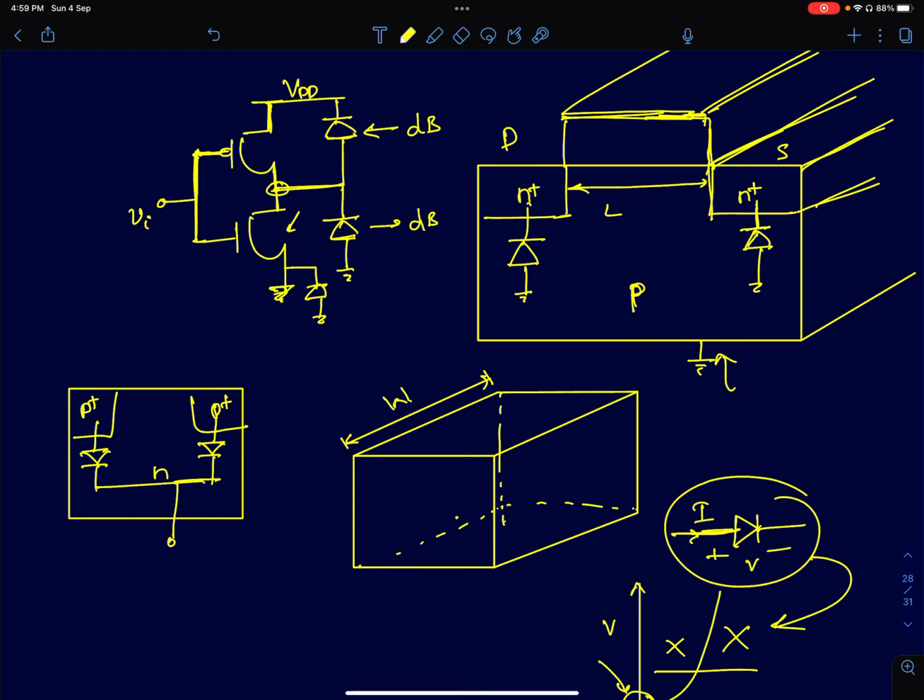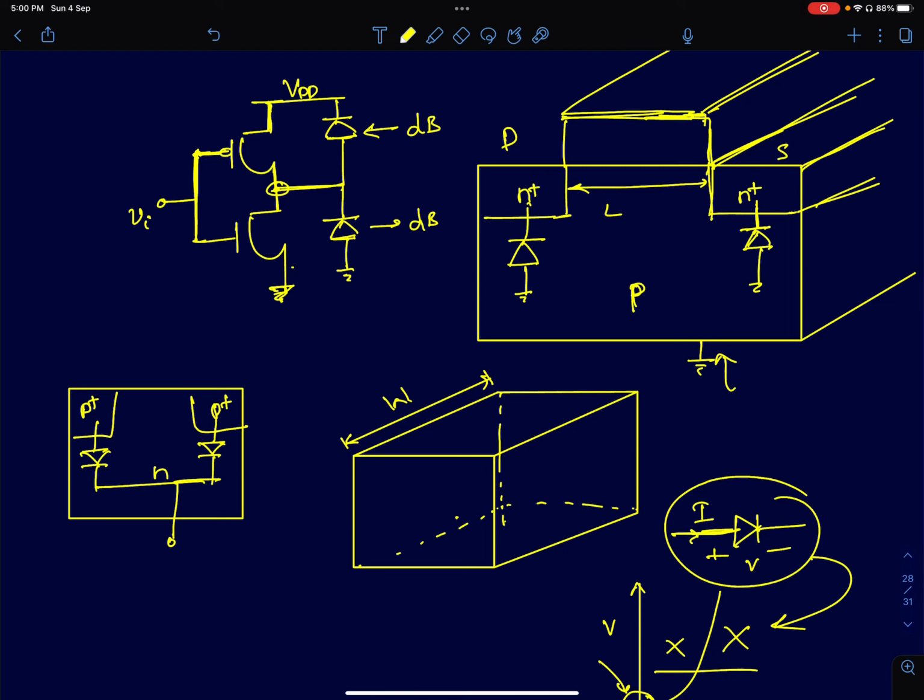Source to bulk diodes, the voltage across them is 0 because they get shorted out, because I've tied source and bulk together for this PMOS, source and bulk together for this NMOS. They both are at the same potential. So I can ignore the other two diodes. The source to bulk diodes can be ignored in a CMOS inverter structure.